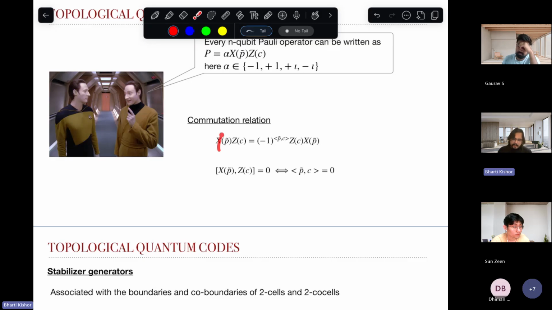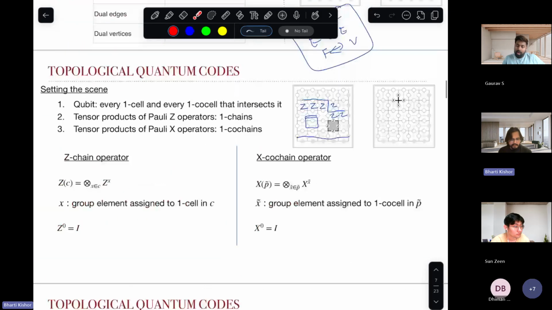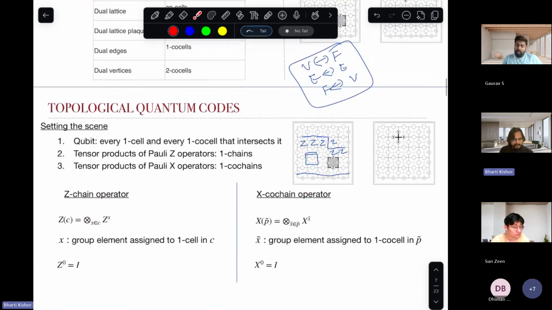So X and Z go to the backstage now, and we just look at everything in terms of this homological and cohomological language. A qubit, to remind, is basically the intersection point of one cell and one cocell. The tensor product of Z operators was some chain, and the Pauli X operator was a one cochain.